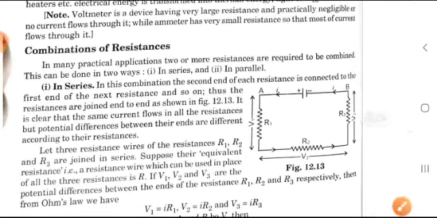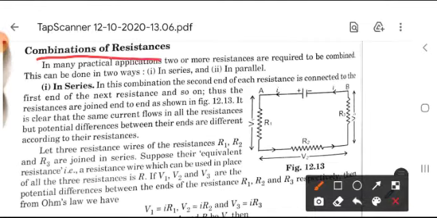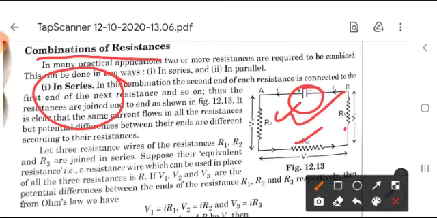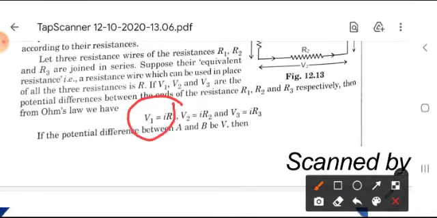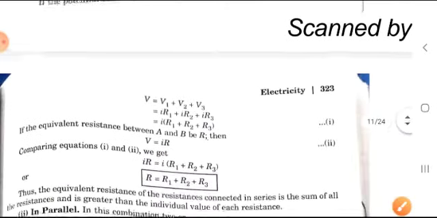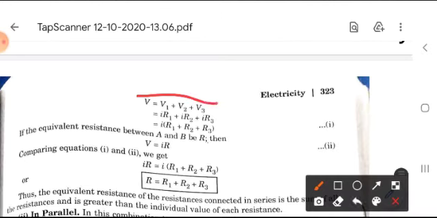Now moving forward, combination of resistances. First, in series, as shown in this diagram, when three resistances, R1, R2 and R3, are connected to each other in series along with the battery or cell, and their terminal voltages are V1, V2 and V3, then according to Ohm's law, V1 is equal to IR1, V2 is equal to IR2 and V3 is equal to IR3.